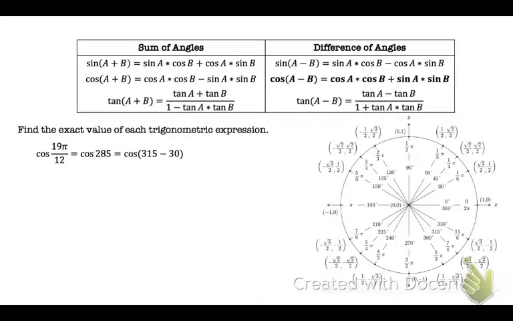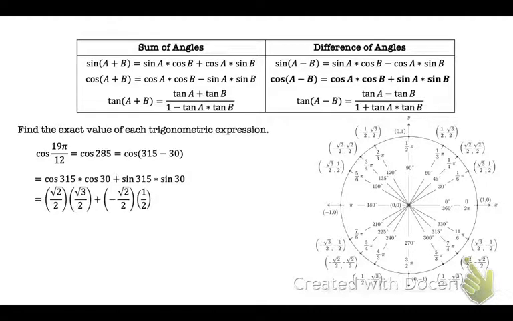So then I'm going to use this formula, the cosine of A minus B. So that's going to be cosine of 315 times cosine of 30 plus sine of 315 times sine of 30, where cosine of 315 is square root of 2 over 2.